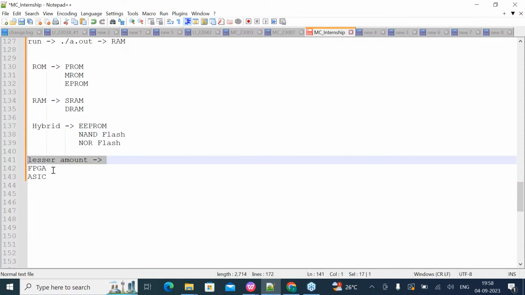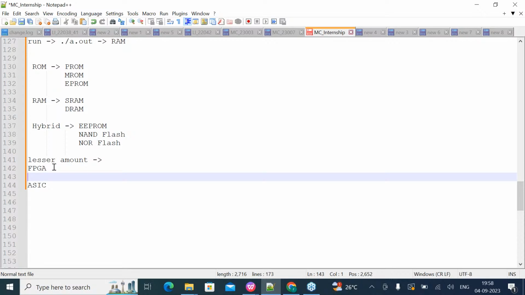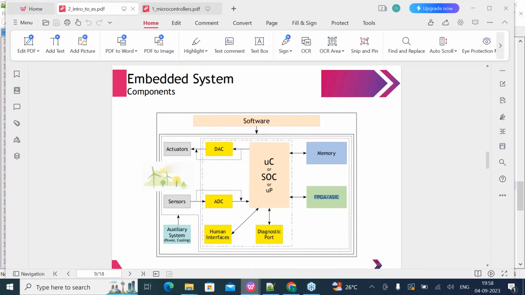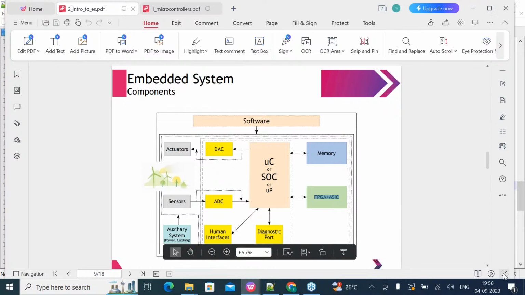Understood? But if your production is in terms of lakhs, then in that case it's better to create one application specific IC, and based on that ASIC you keep creating the ICs, and then it will be cost effective. Otherwise, just for 5 to 10 quantities, if you design the ASIC, it is going to be very costly. Fine. So this is about the different components of the embedded system.